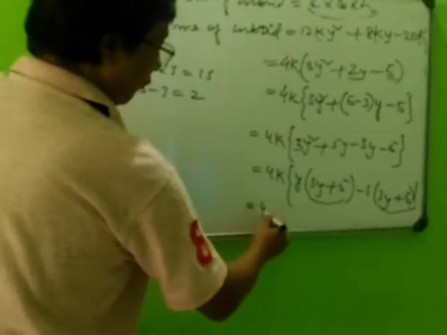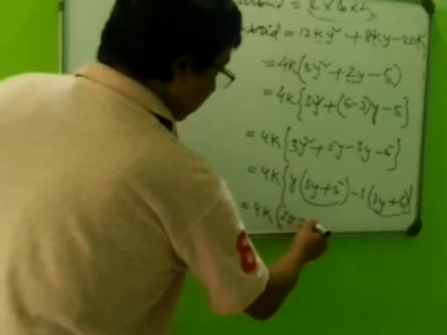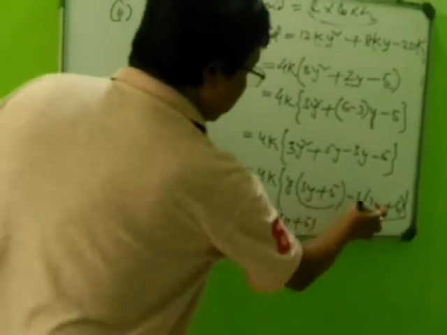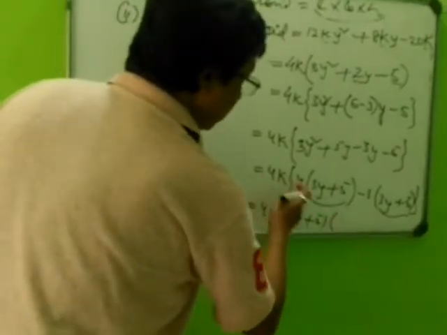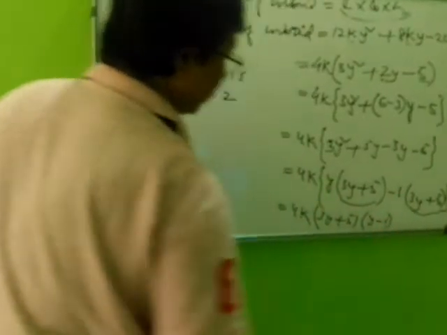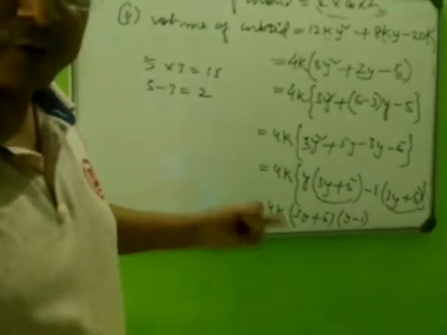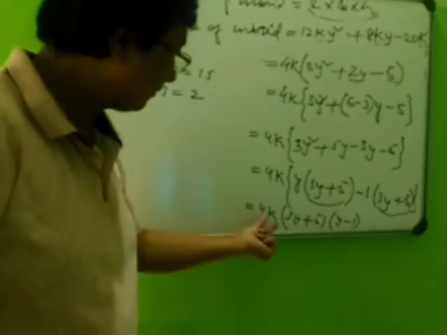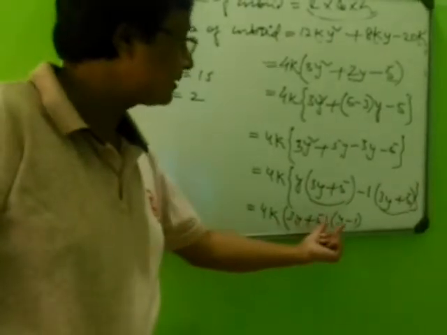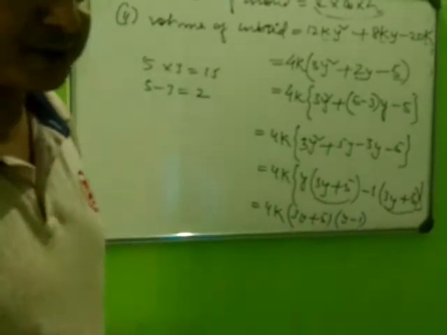So equals to 4k into 3y plus 5, one of the common factor you take, into y minus 1. So y minus 1. So here, as they have given the volume of cuboid, which means dimension is 3: length, breadth, height. That means we will share the possible dimensions.